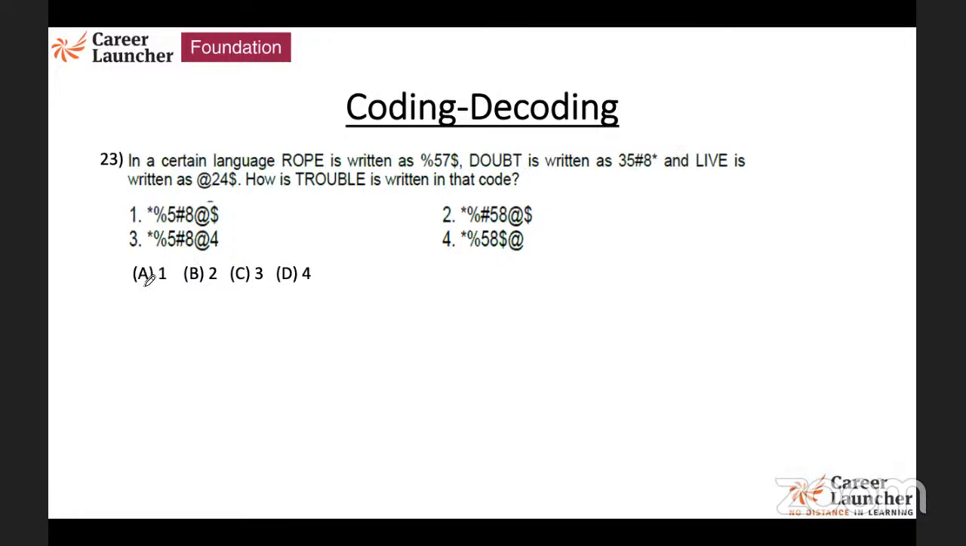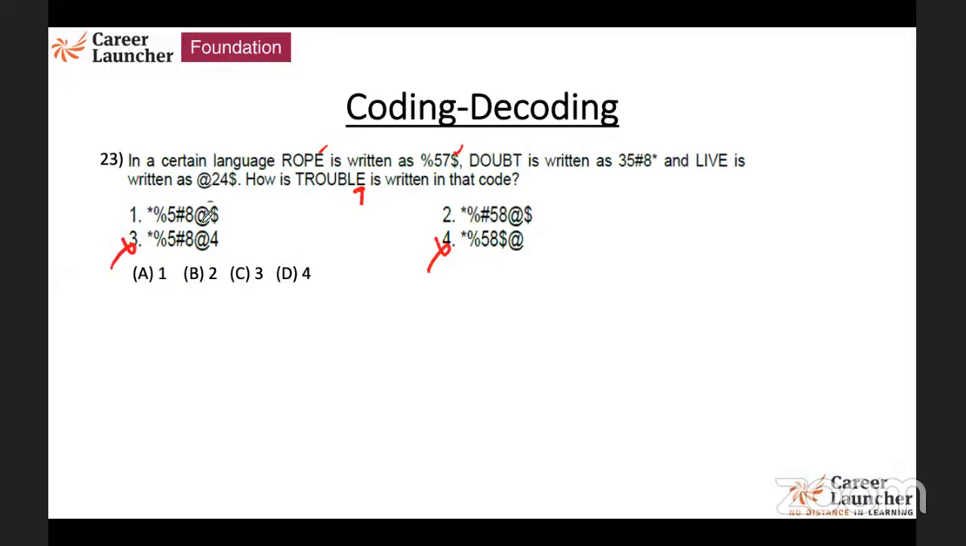The answer is A for this. Because very clearly, what is the first? First one is anyway same. You just have to look at what E is. You will get that E is dollar here. E is dollar. So therefore, answer cannot be 3 and 4.